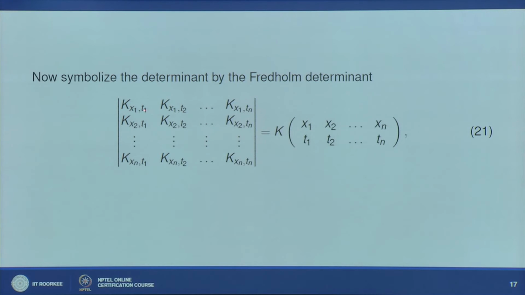If you look at the first row, the first variable is x1, and the second variable varies from t1 to tn. If you look at the column, the first variation t1 is the second argument, and the first argument goes from x1 to xn. This can be summarized in a notation: we are denoting this determinant by K with x1 to xn and t1 to tn.